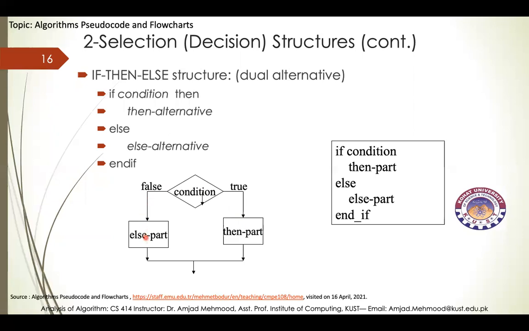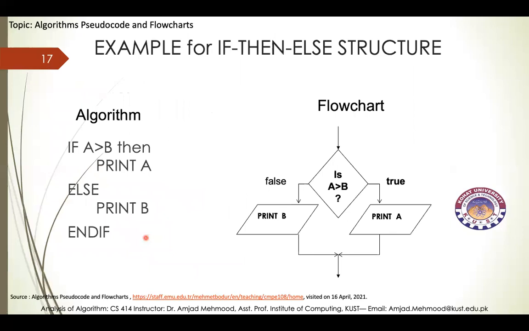I think you understand this because you have already studied programming languages, so you can easily understand this one, because this is the basic structure of programming languages. As an example of the if-then-else structure, you can see if A is greater than B, then print A, else print B. So both the tokens are being used. If it is true, then it prints A, otherwise it prints B.